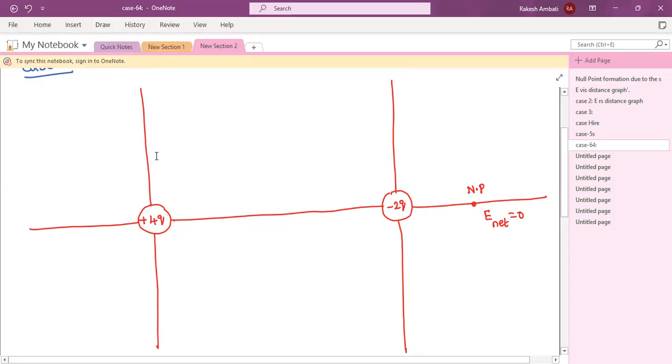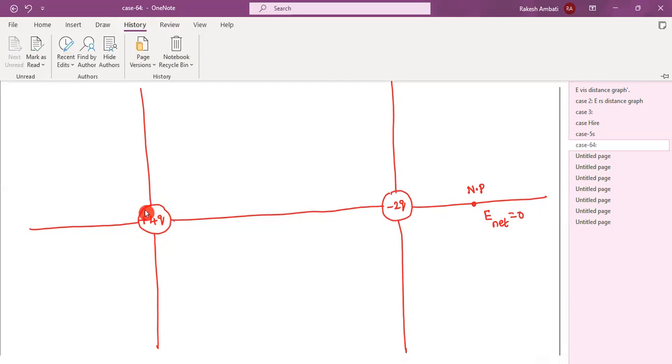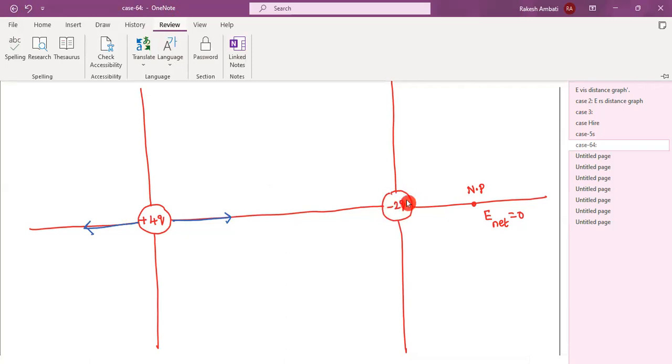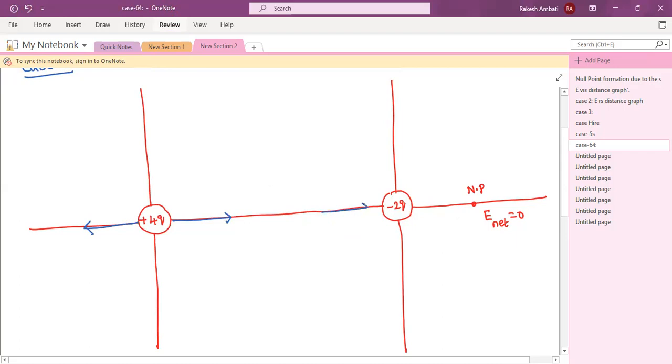Here it is a positive charge. In the case of a positive charge, what is the direction of the electric field? Away from the positive charge. Then it is a negative charge. In the case of a negative charge, what is the direction of the electric field? Towards the negative charge.